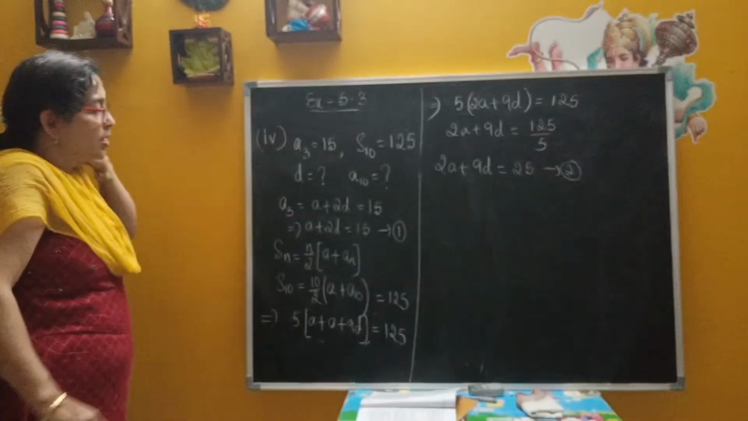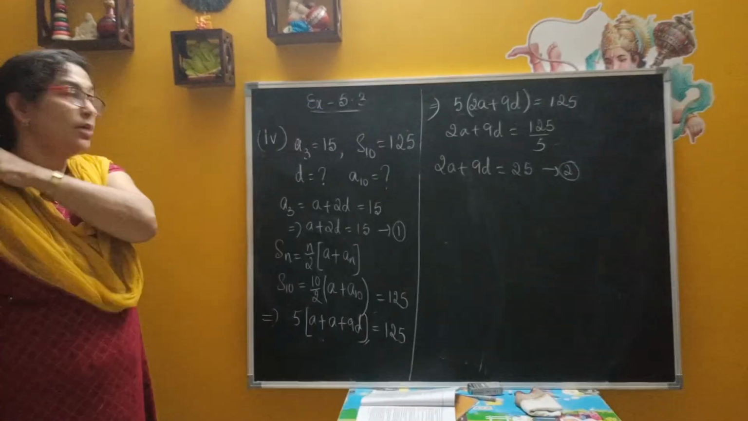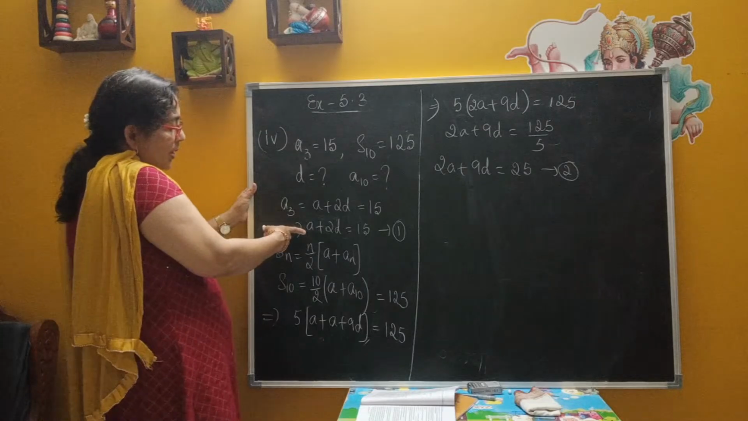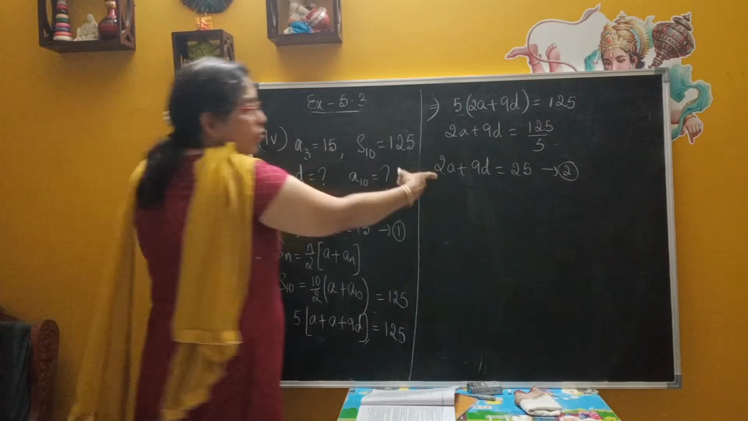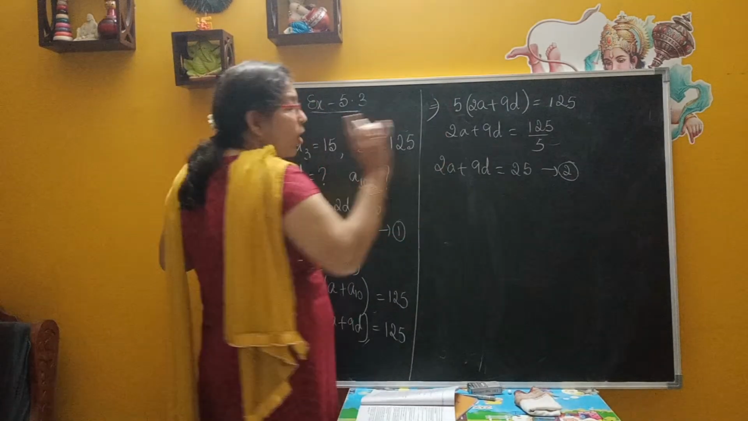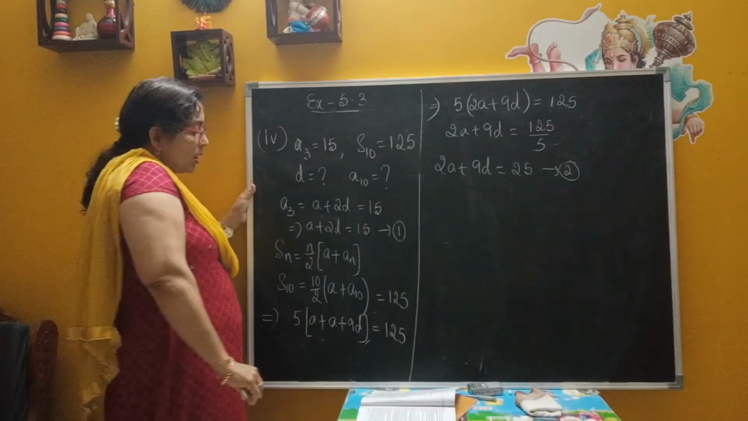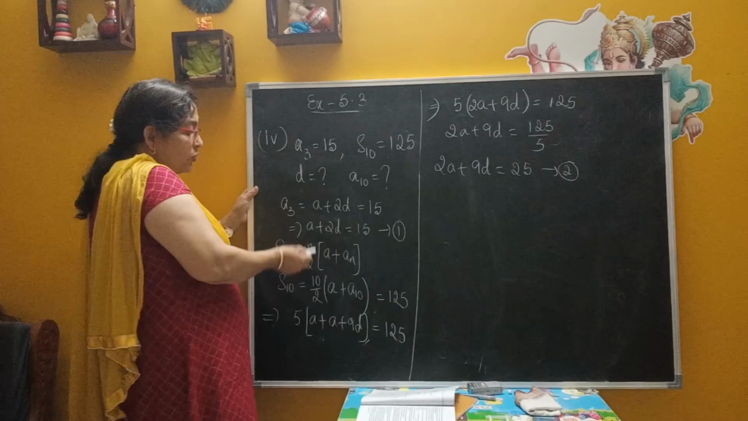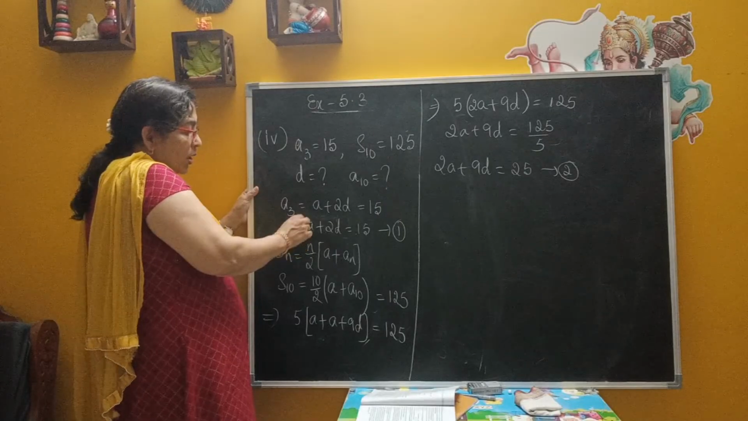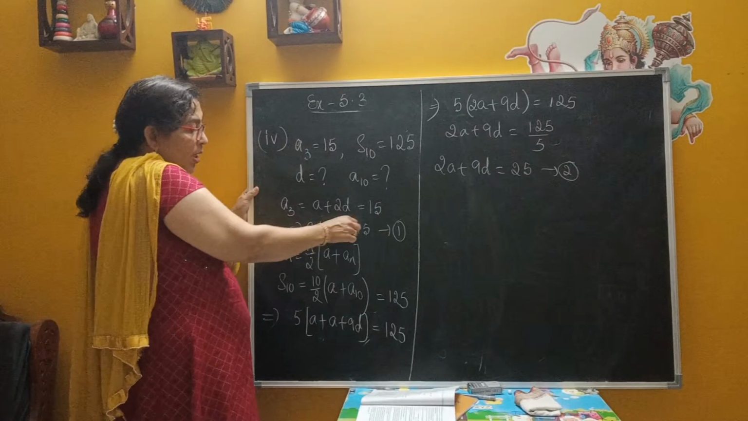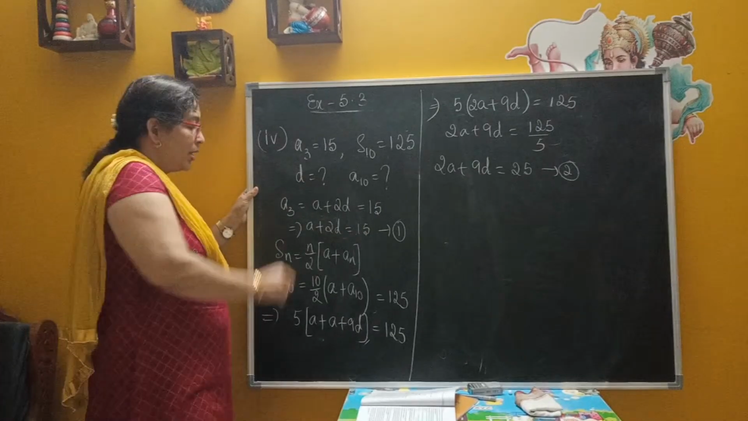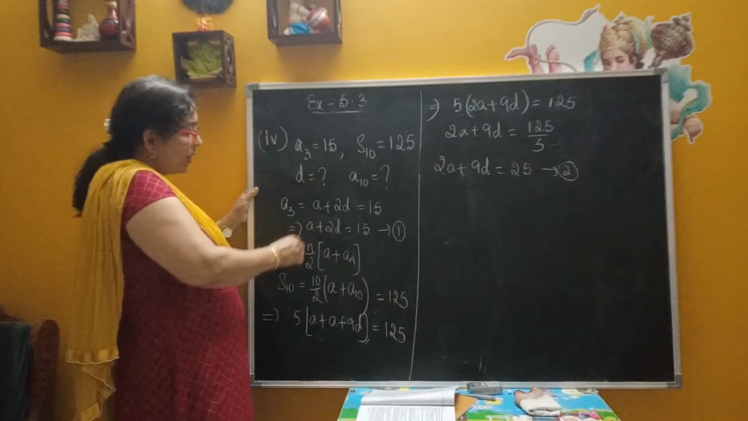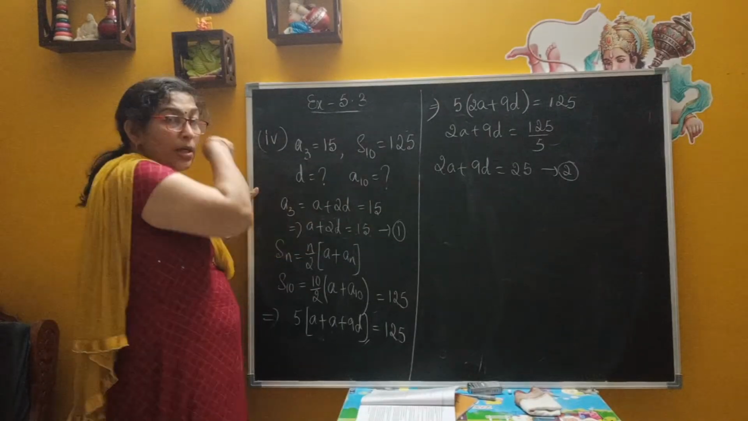Let us use the knowledge of simultaneous equations to solve this. See here, in the first one we have A and 2D, here 2A and 9D. We don't have any common coefficient. So, if you multiply equation 1 throughout by 2, what do I get? 2A, 2 into 2 is 4D, plus 2 15s are 30. Then 2A. Isn't it? So, what can be done?